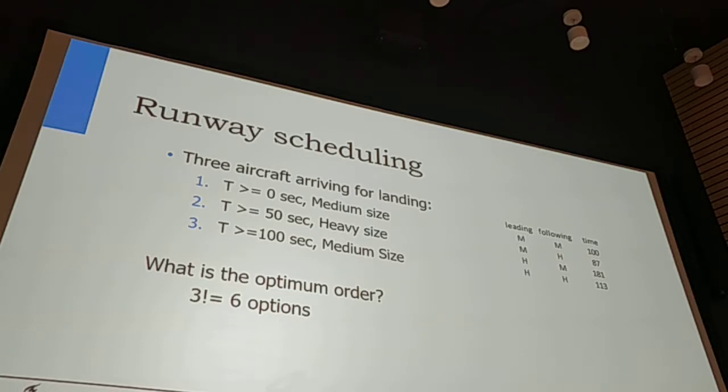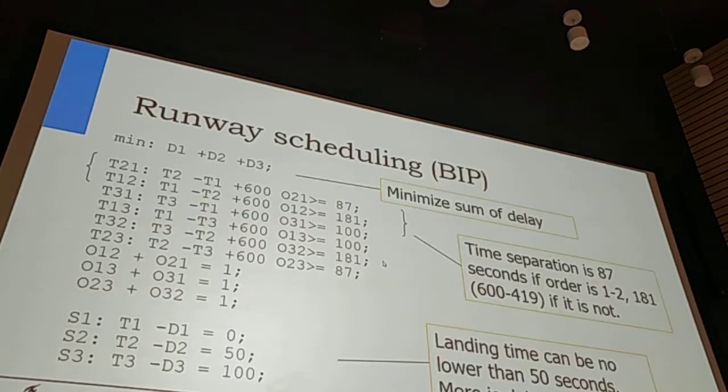Well, if we look at this, there are basically 6 options. We can have first 1 to 3 land, so 3 times 2 options: then there's 2 left, and there's 1 left. There's basically 6 options to let them land in this case. So, we create a binary integer problem for this.